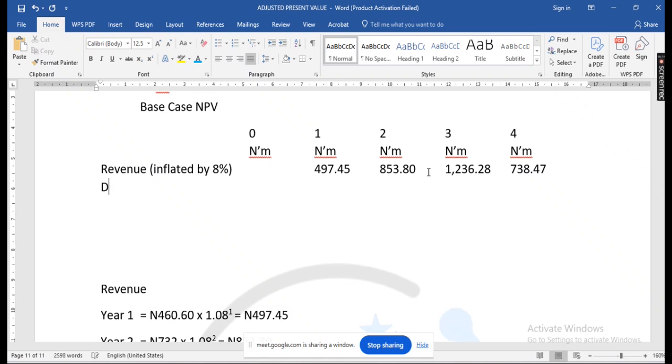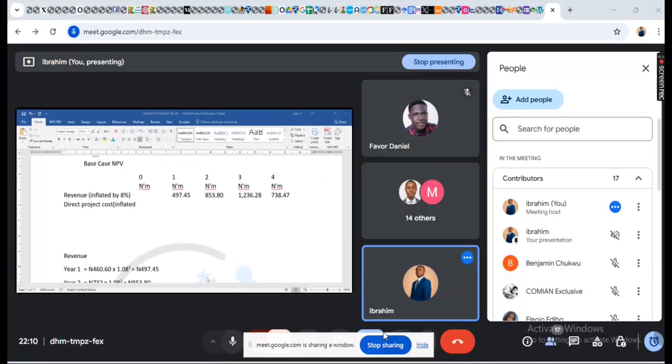Okay. So the next is direct cost. Direct project cost. So it will be inflated by. Now, I want to ask you a question. Gifted, are you there? If I'm inflating this direct project cost by 4%, right, that figure that I get after inflating it, what does the figure represent? Is it money cash flow or real cash flow?